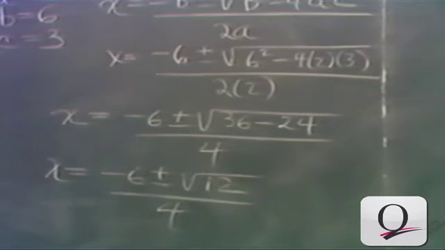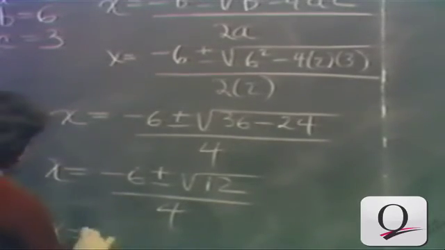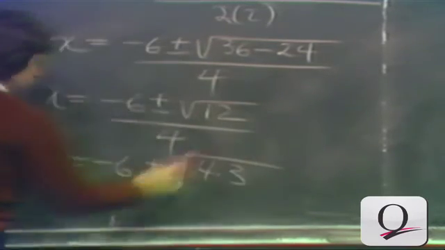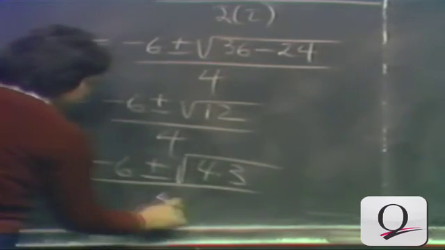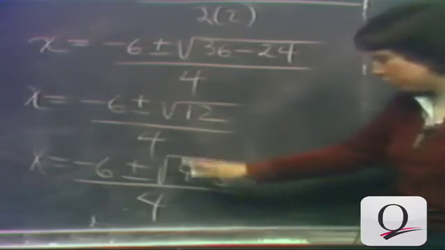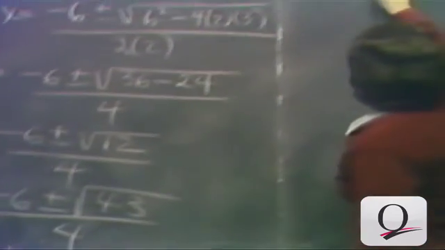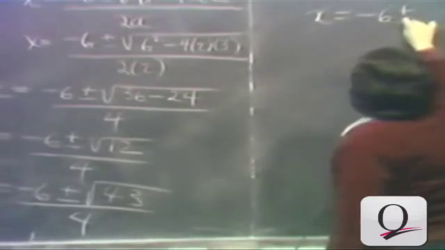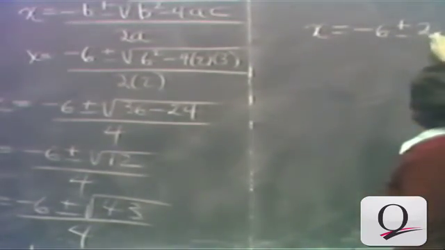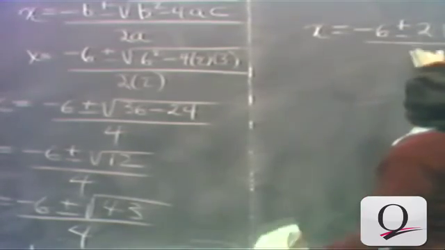Now, as always, we'd like to express our answers in simplest radical form, and the square root of 12 can be simplified. We can write it as the square root of 4 times 3, a perfect square times whatever's left over. And the square root of 4 times 3 is the square root of 4 times the square root of 3, or 2 times the square root of 3. So we get x is minus 6 plus or minus the square root of 4, which is 2, times the square root of 3, all over 4.